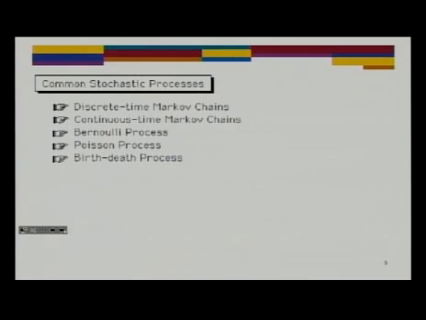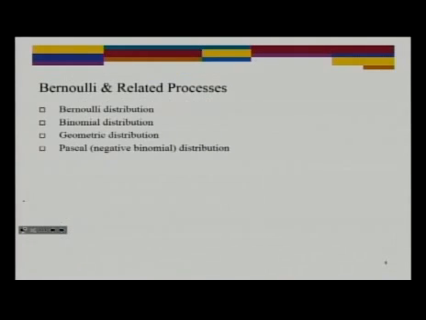Okay. So these are the common stochastic processes. They include discrete time Markov chain, continuous time Markov chain, Bernoulli process, Poisson process, and birth-death process. And we're going to explore all of these later in this course. And all of these four distributions belong to the Bernoulli process. And today we are going to talk about the Bernoulli process.